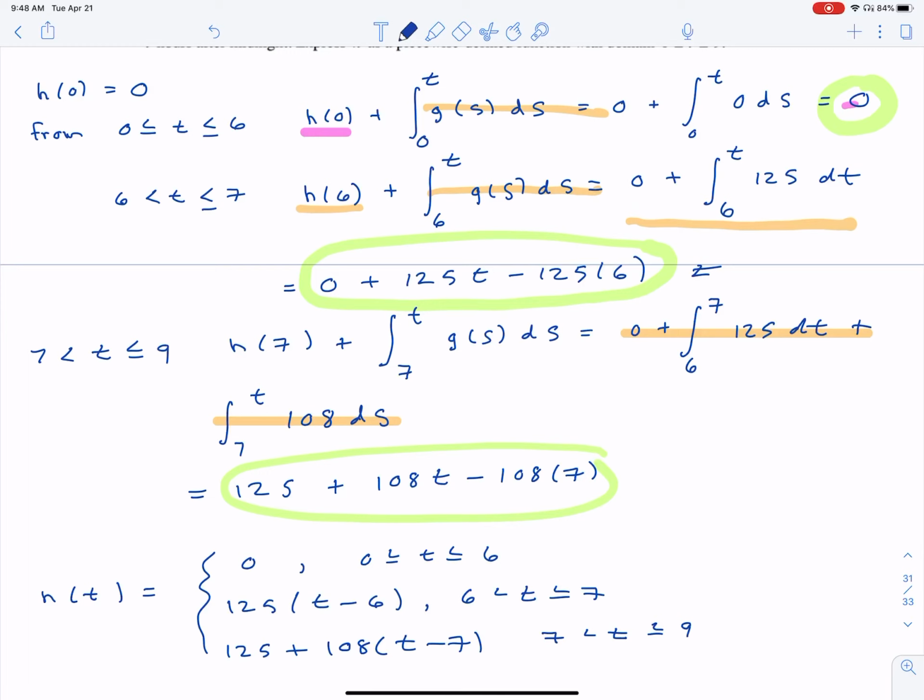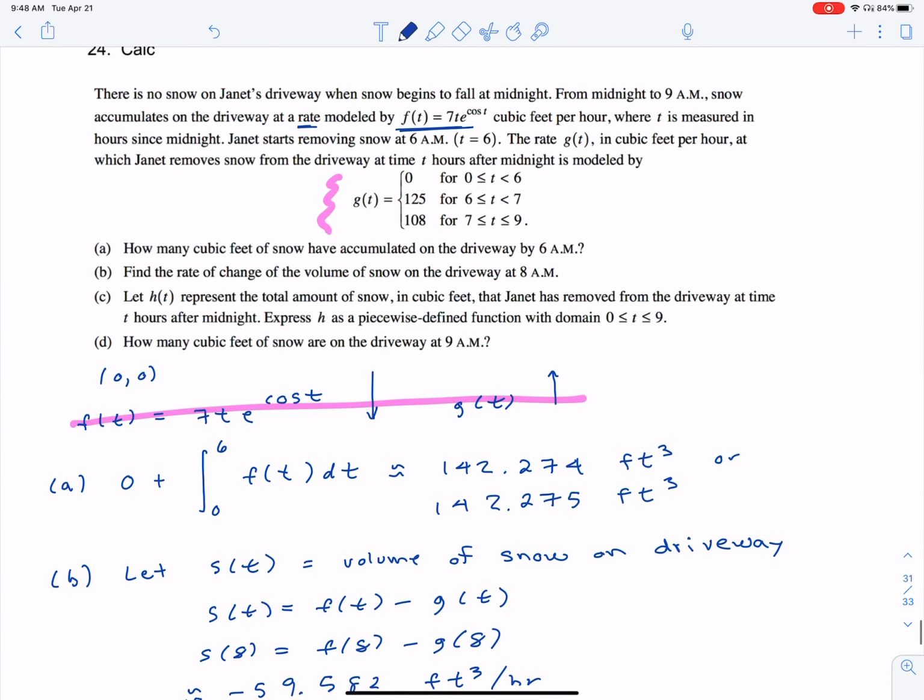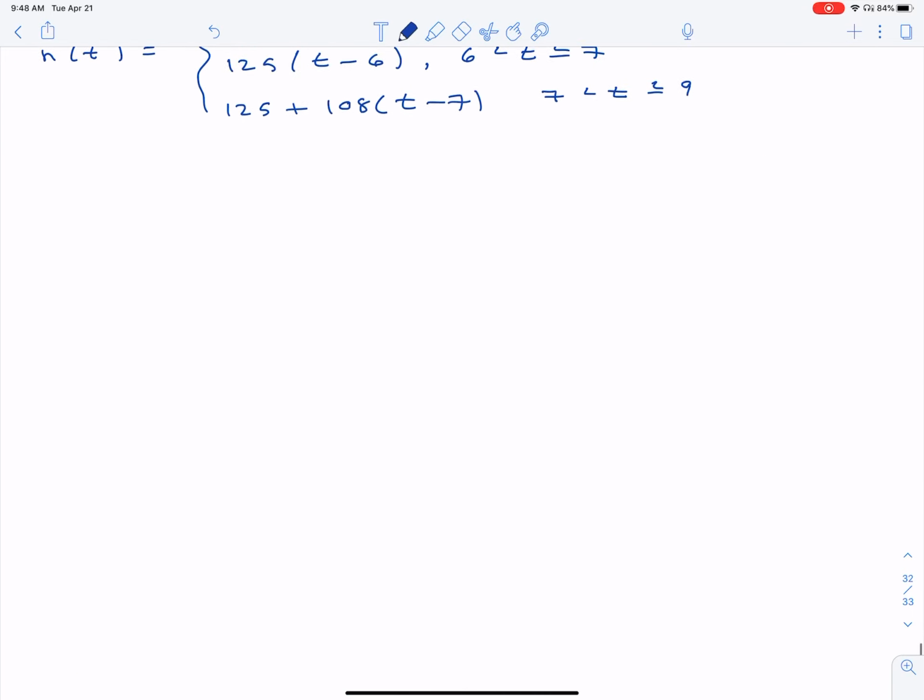Let's move on. Okay, let's look at letter D. How many cubic feet of snow are on the driveway at 9 a.m.? So we have to take the amount of snow that's gone on minus the amount of snow that she is removing. For part D, let's start at time 0. I think you'd agree at time 0, there is 0 snow on the driveway. Then I'm going to take the displacement of snow from time 0 to 9, which is the amount of snow that's falling on the driveway.